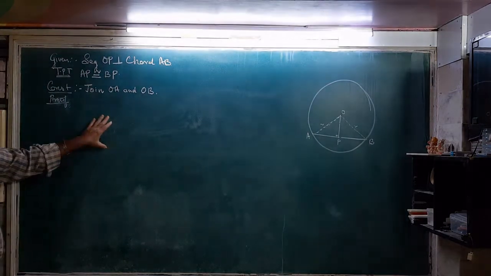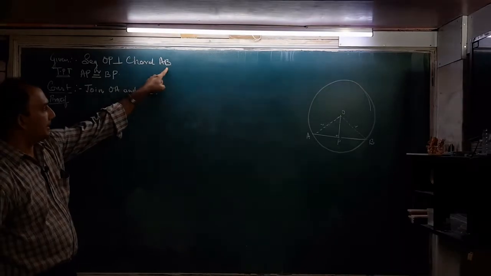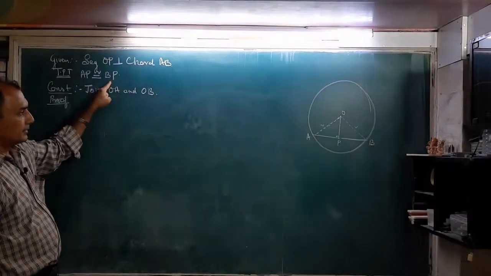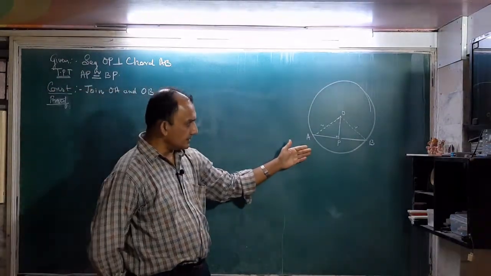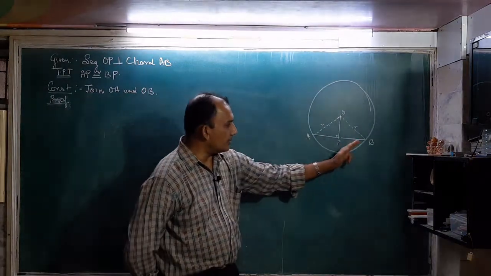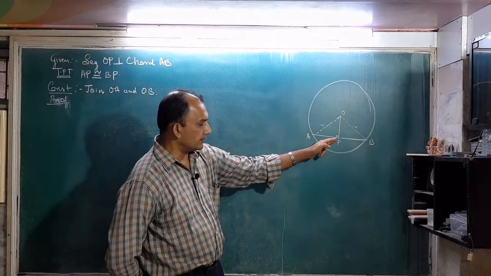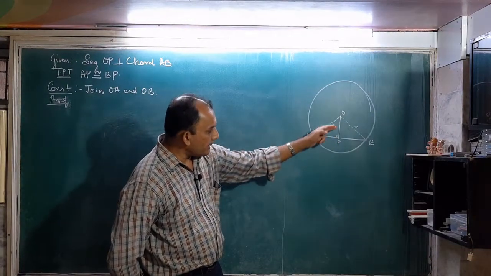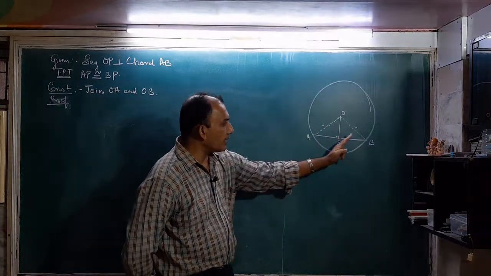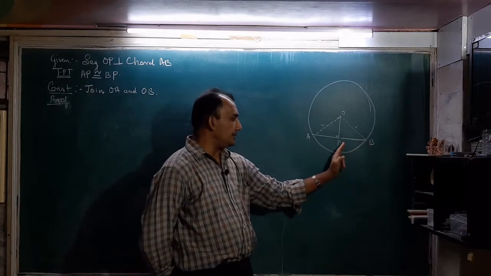In the given sum, it's given that seg OP is perpendicular to chord AB. We are supposed to prove that AP is congruent to BP. So if you see in this circle, we have a circle with center O and seg AB is a chord. From the center, a perpendicular is drawn to the chord. If a perpendicular is drawn to the chord, the perpendicular bisects chord AB. That is, we have to prove AP is congruent to BP.